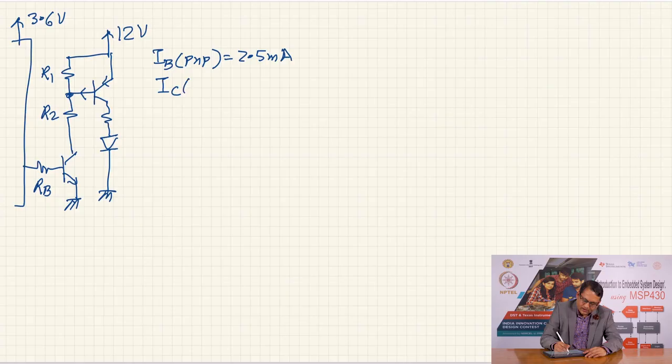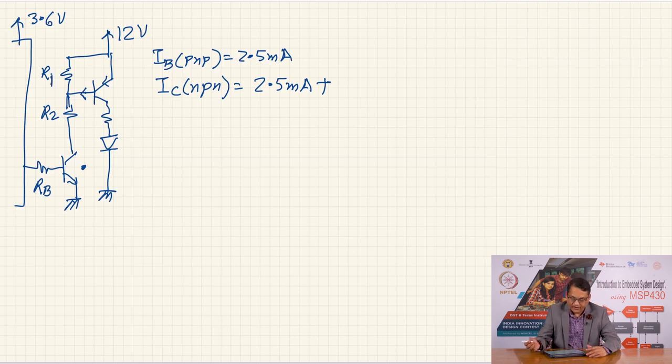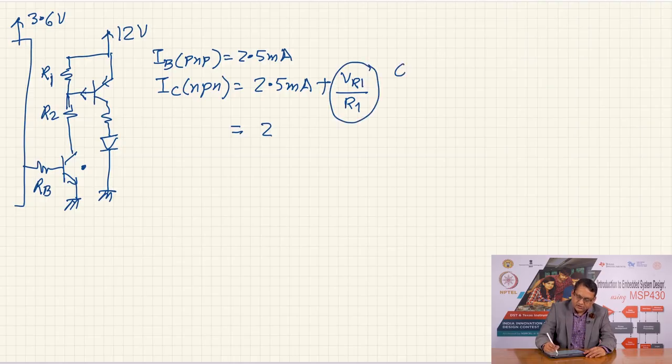IC of NPN, this transistor here, will be equal to 2.5 milliampere, the base current coming from here, plus the current generated because of R1. The voltage drop across R1 will be 0.9 volts, plus VR1 divided by the value of R1, and it is up to us how much current we want to flow. And so, let us say that we want to flow 0.1 milliamperes of current. So, this value we want to be 0.1 milliampere, and so the total collector current through the NPN transistor becomes 2.6 milliampere.